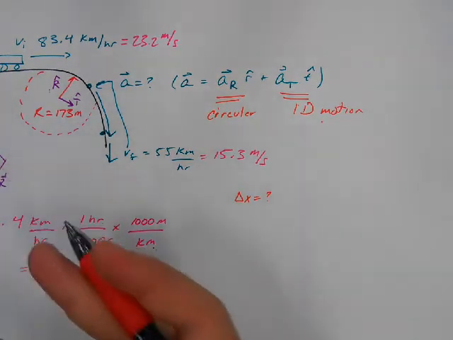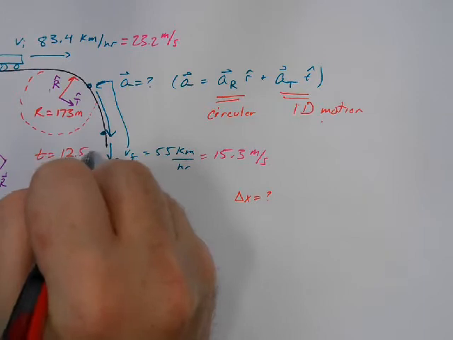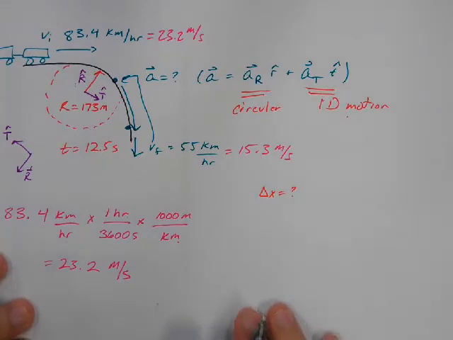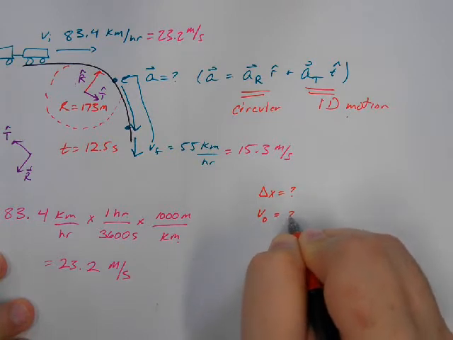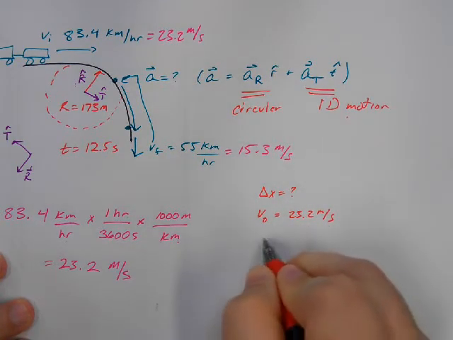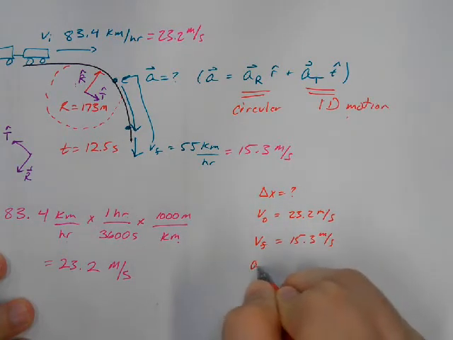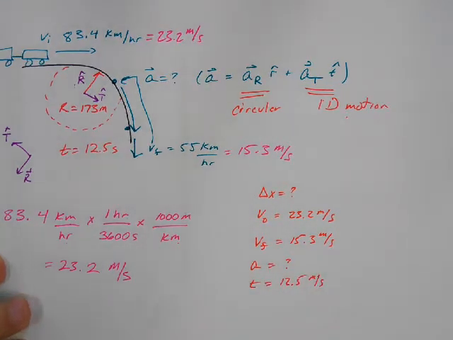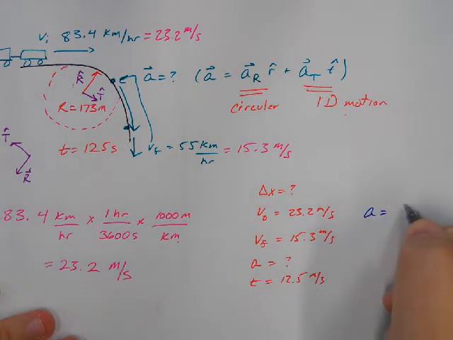The problem actually exists, and I'm reading it, and I missed the time. We'll say that this takes 12.5 seconds to go around this curve, because it's a big curve. So delta x is something. V initial is 23.2 meters a second. V final is 15.3 meters a second. The acceleration is unknown, and the time is 12.5 seconds. And so if we have that, then we can say, oh, well, I have my velocities and my time. I can get the acceleration just from the definition. It's delta V over t.